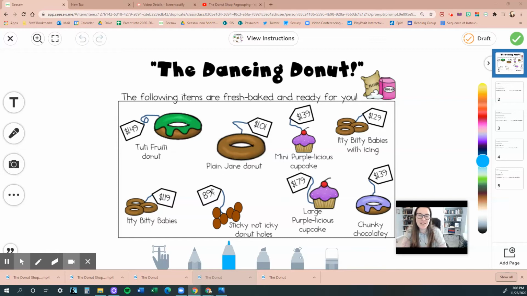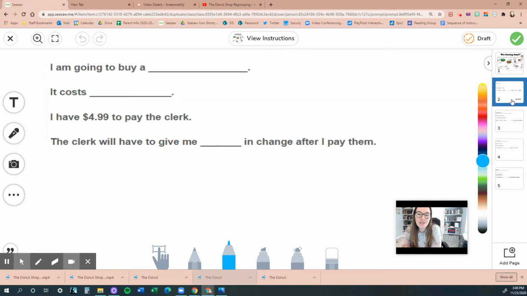Hey, third graders. Today you're going to be working with an activity called the Dancing Donut. It's a making change activity where you're going to be using this menu from a donut shop to figure out how much change you should get back if you buy donuts. On each slide, you're going to see something like this.